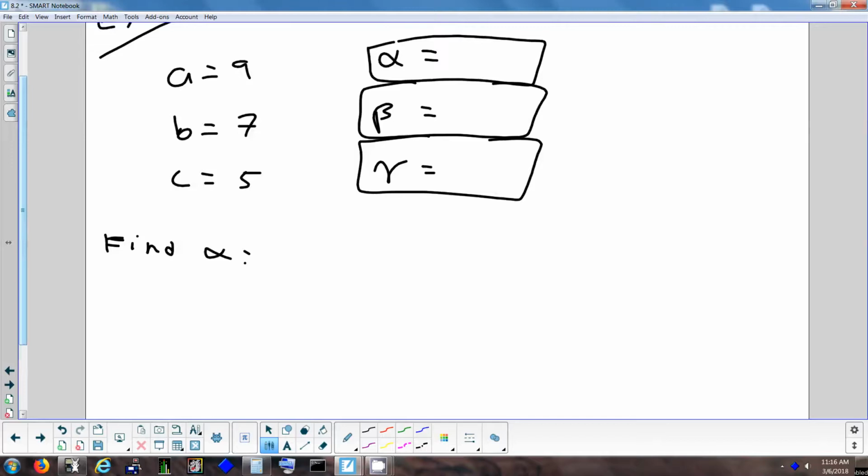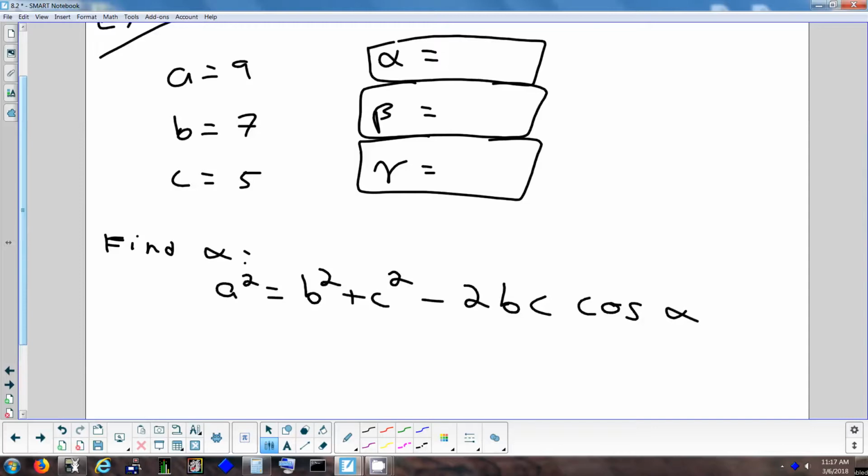To find alpha, let's just write down what the formula looks like, then we'll plug in. If you're finding alpha, the formula starts with A squared. Can somebody tell me the rest of it? What comes after A squared? B squared plus C squared. Yep. Minus 2BC cosine alpha. Okay. Now fill in everything, and I'm going to square and combine some things as I go.